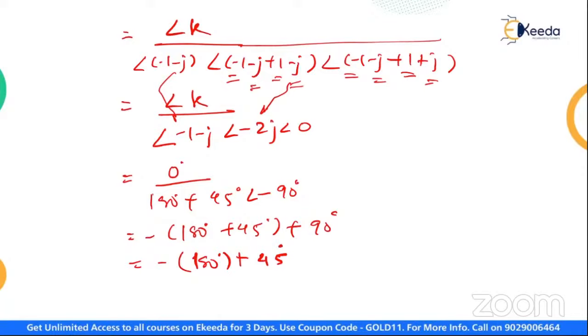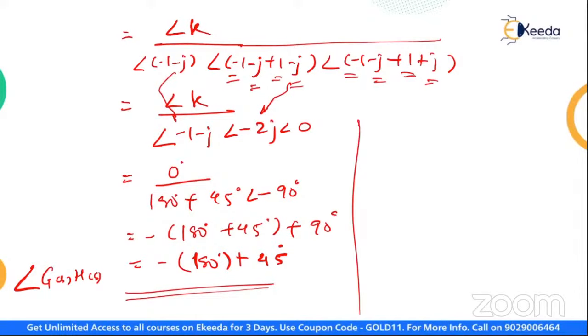So your angle is nothing but this. This is the angle of G(s)H(s). But now you want the angle of departure, which is phi d. What is phi d? It is nothing but 180 degrees plus the angle of G(s)H(s). Is that correct?